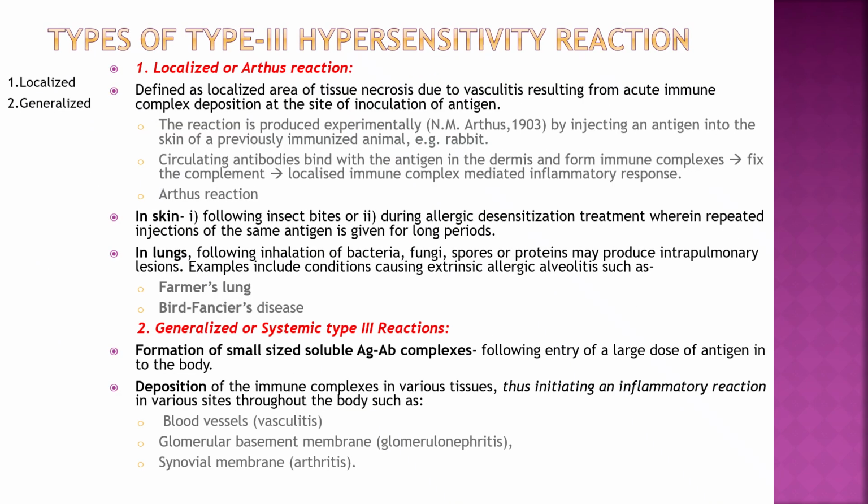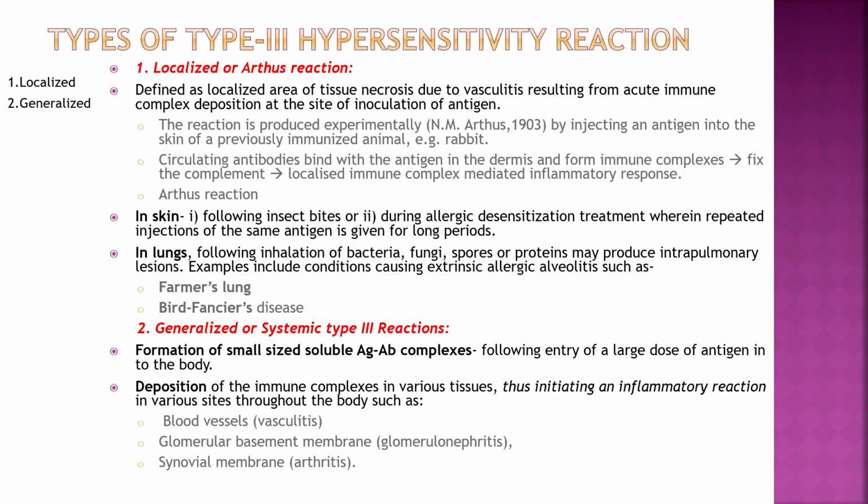So, type 3 hypersensitivity reaction: first is localized and second is generalized. The localized form is also called the Arthus reaction. It is defined as a localized area of tissue necrosis due to vasculitis resulting from acute immune complex deposition at the site of inoculation of antigen.